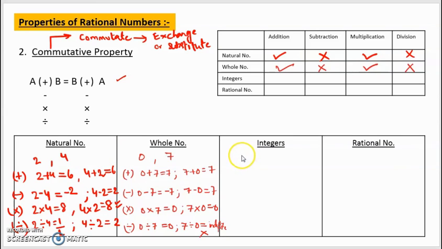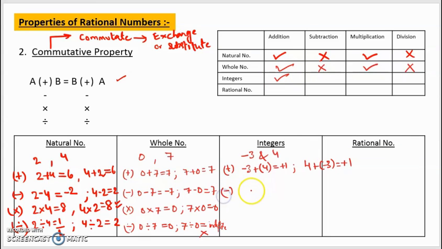Let us take any two integers, such as minus 3 and 4. Now we will perform all operations one by one. First addition. Minus 3 plus 4 gives me plus 1, while 4 plus minus 3 gives me again plus 1. So we see that the results are the same. Hence, integers follow the commutative property for addition.